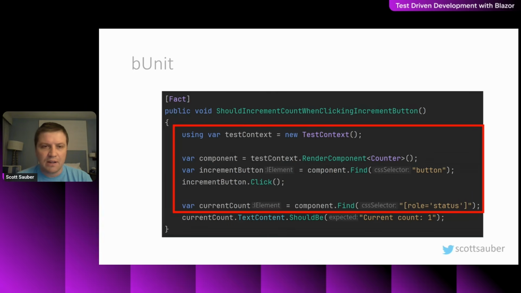So where bUnit comes in is this middle part, where the base thing that you need to know is the test context. The test context is the thing that allows you to actually render out the component, and then you can find different things on the component and interact with it. Like in this case, I'm clicking on the increment button there, on that 4th line of the block, and also find different pieces of the component, and then we can assert on it later. So that's where the bUnit part comes in.